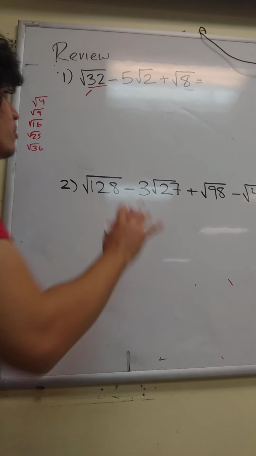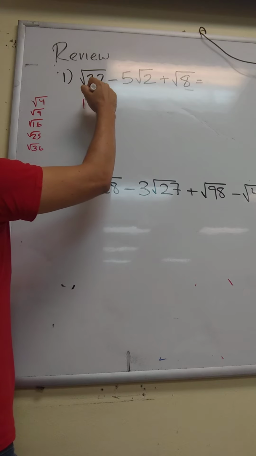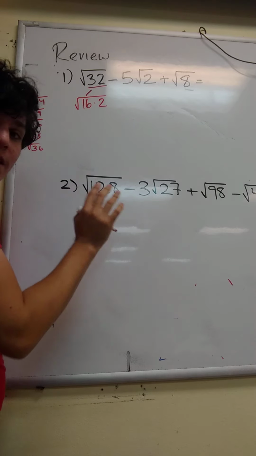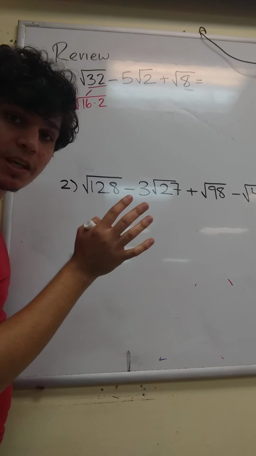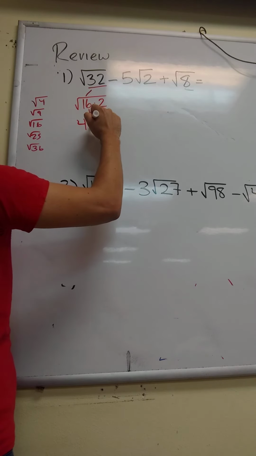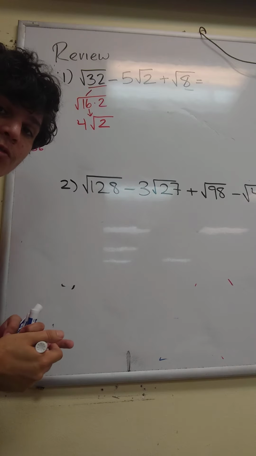So for instance, I know that 32 can be broken down into 16 times 2. There we are. And 16 is a nice root. What is the square root of 16? It's 4. So then this is broken down into 4 square root of 2. And look at that. 32 just turns into this 4 square root of 2.